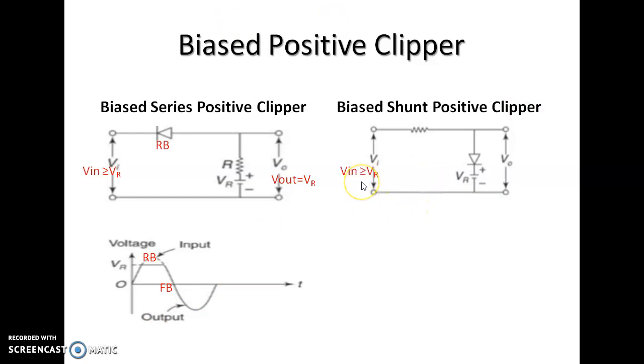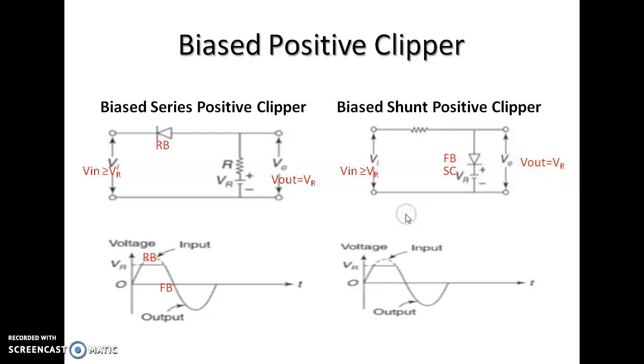So when an input greater than VR is applied to this circuit, the diode will be in the forward biased condition and it will be equivalent to a short circuit. So what is the equivalent of this arm? The diode is in the short circuited condition, so this arm will have only the VR reference level. If we measure the voltage, it will be equal to the reference level VR. So this portion will not appear as the output, whereas it is maintained at VR for this portion of the input.